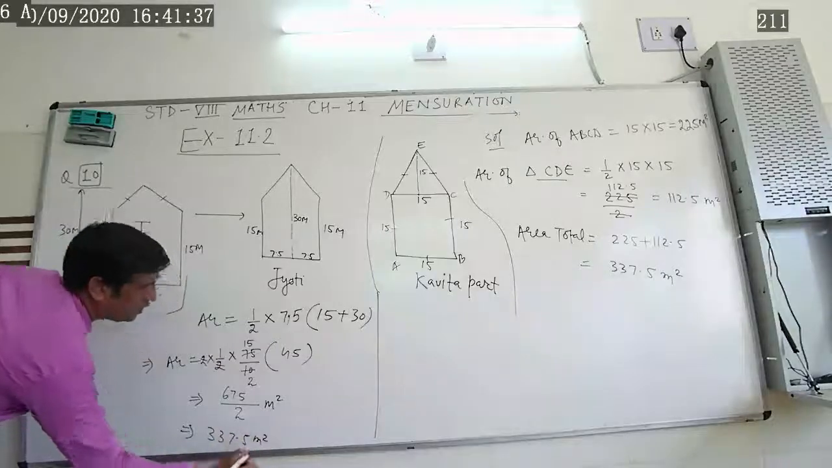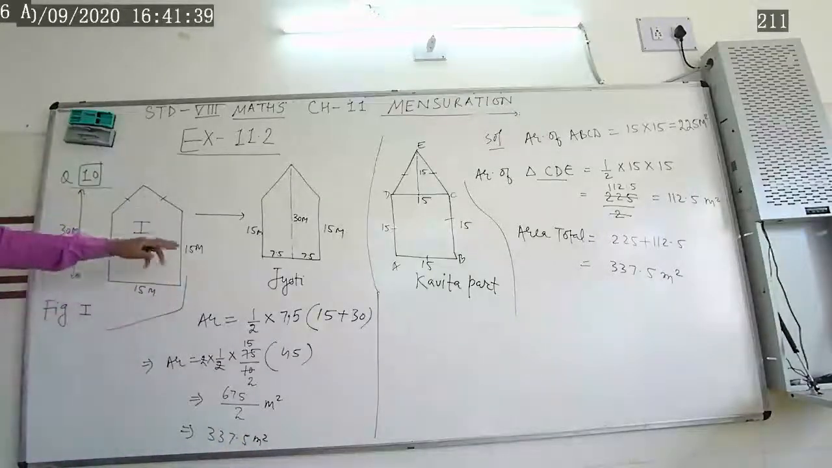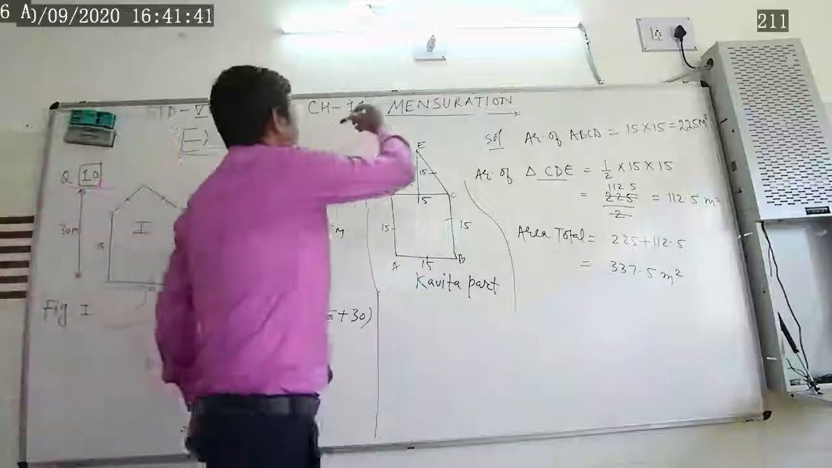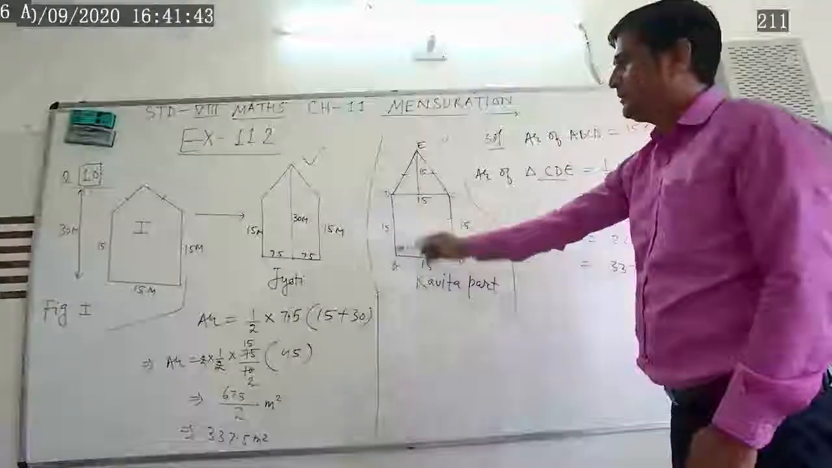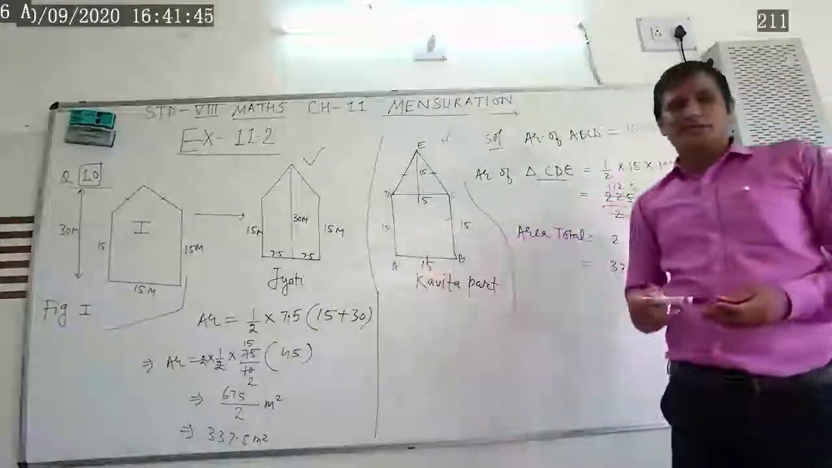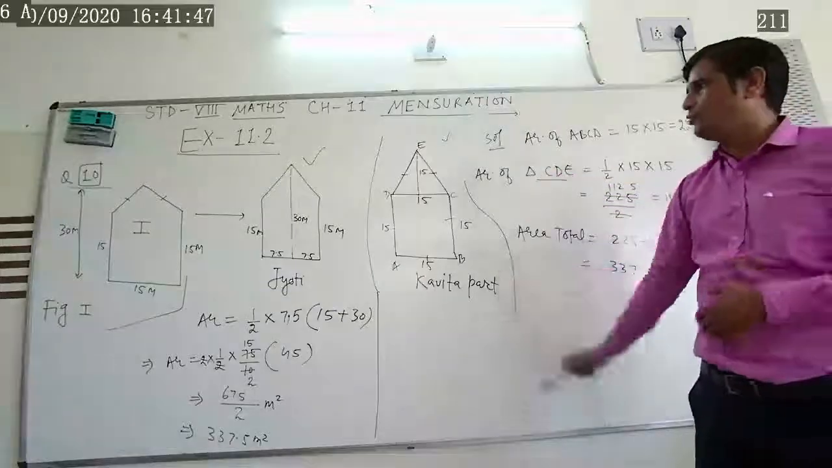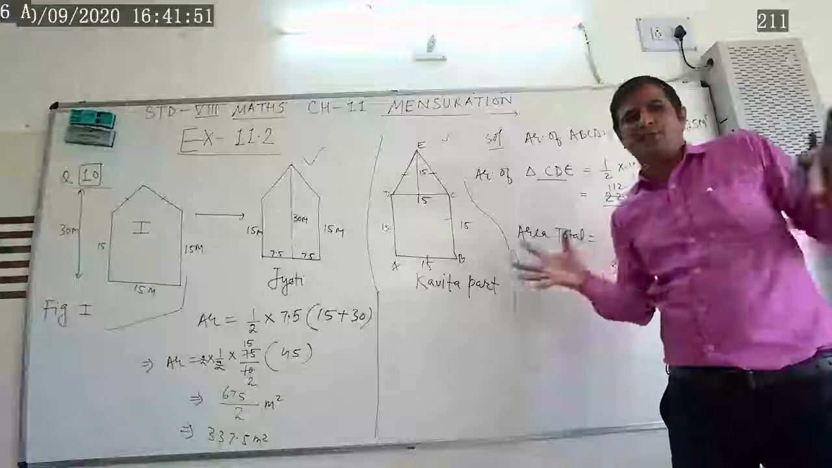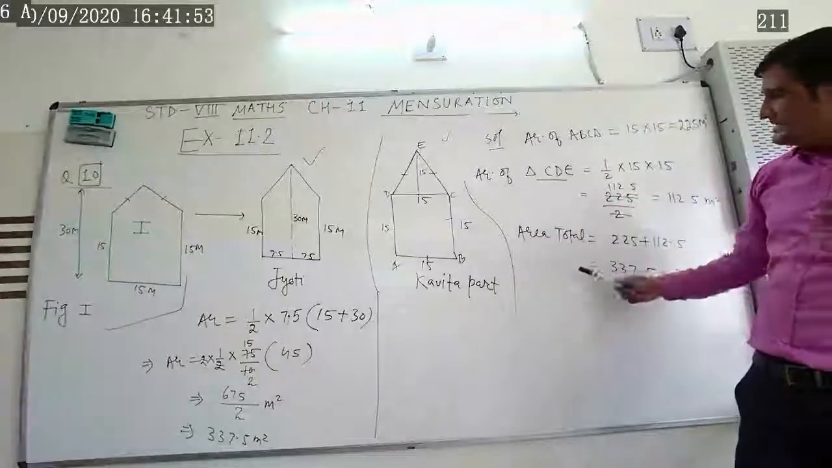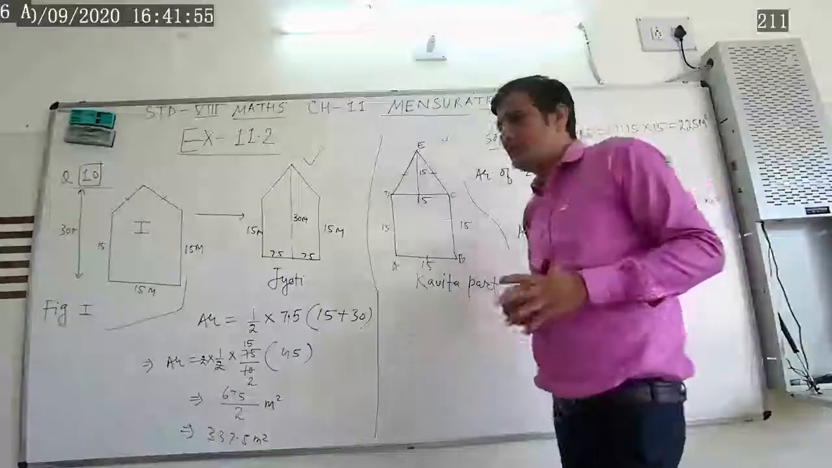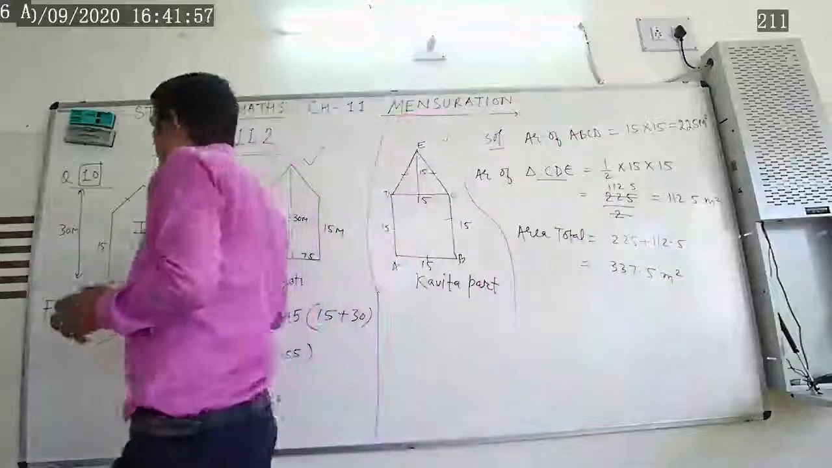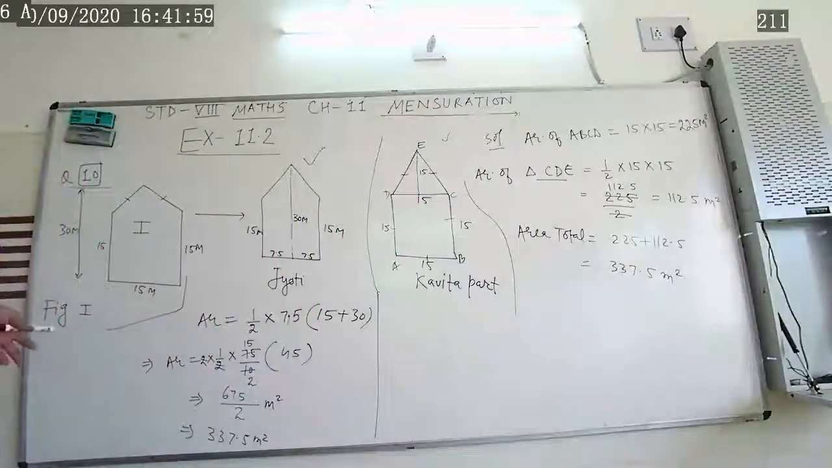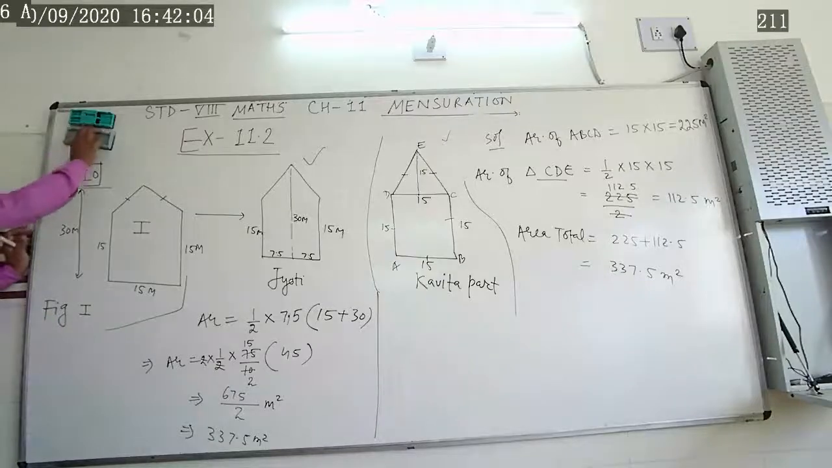337.5 meter square. Both the areas are same. By this occasion and by this occasion, we calculate area of the same type of figure which was calculated by Jyoti and Kavita. The way was different, but the total area that we found is equal. So this completes our exercise 11.2 and we will continue next after some time. Okay, let me take a break.